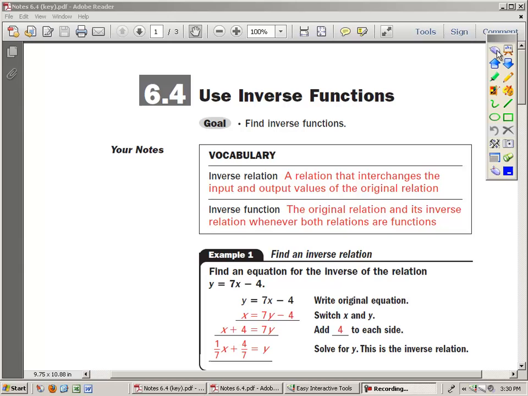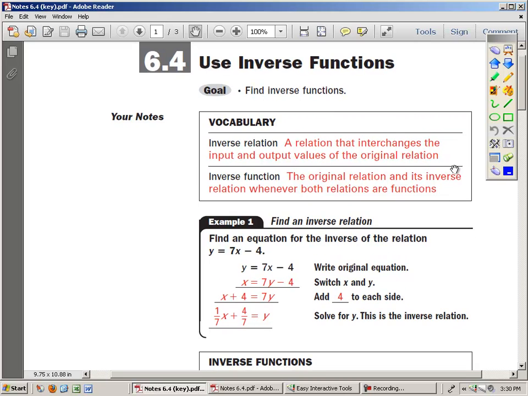Hey guys, welcome to lesson 6.4 on inverse functions. We're going to be spending some time talking about this idea of an inverse function. When we talk about an inverse function, one of the things you have to remember is that what we're really looking at is trying to find a function.